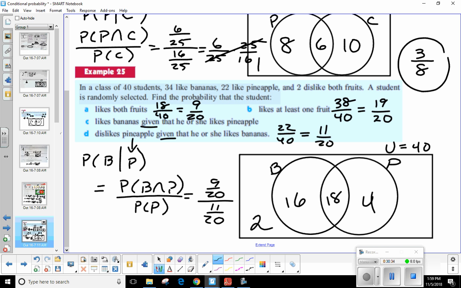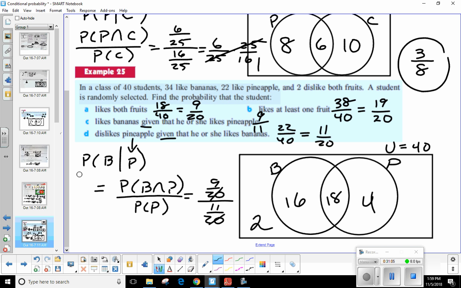22/40ths. So that would be 11/20ths, right? And this is what Peyton was asking about a second ago. We could multiply by the reciprocal, but since the denominators are equivalent, it should be 9/11ths. So the probability is 9 out of 11 that a person likes bananas, given that he or she likes pineapples. Is conditional probability starting to make sense? It's just finding the probability of an event knowing that another event has already occurred.